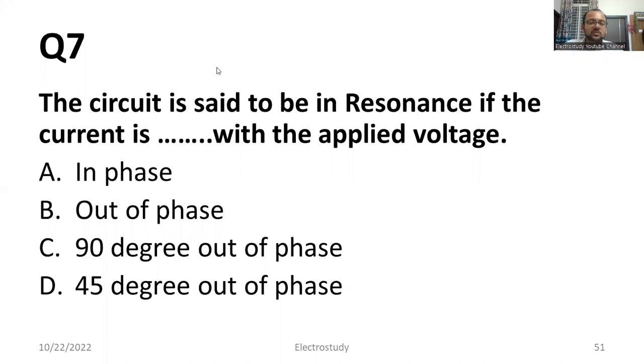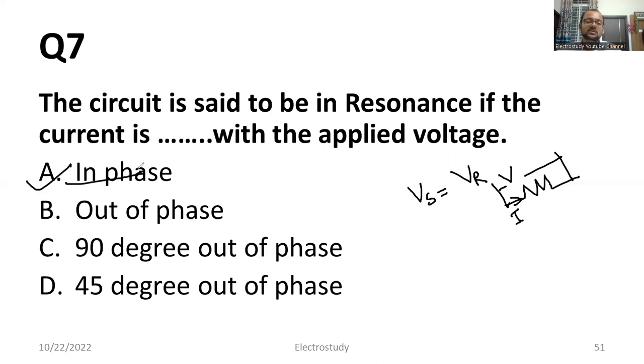Now I would like to discuss question number 7. The circuit is said to be resonance if the current is dashed with respect to applied voltage. For a resonance circuit, the supply voltage will be equal to the total voltage across the resistor, so the entire circuit will act as a pure resistive circuit. In a pure resistive circuit, voltage and current are in the same phase, so there is no phase difference. Please select option A. I think it's clear to all.